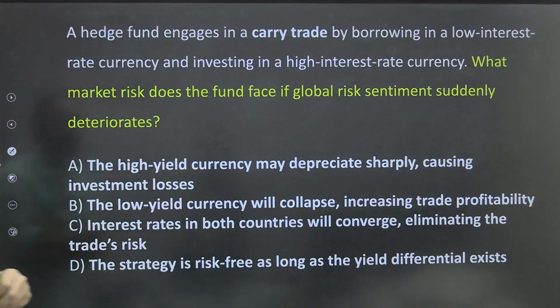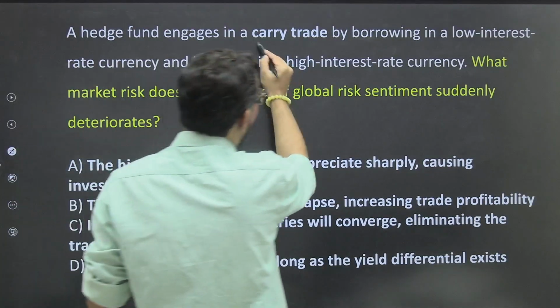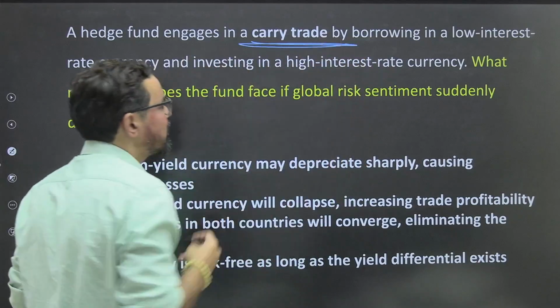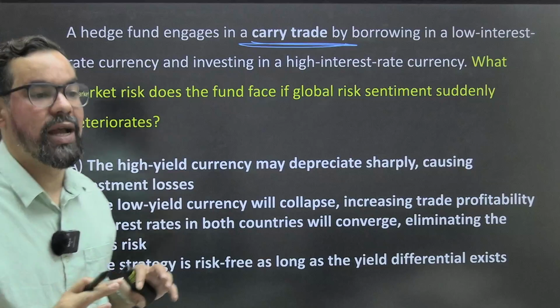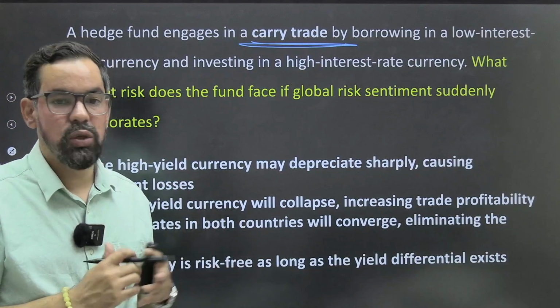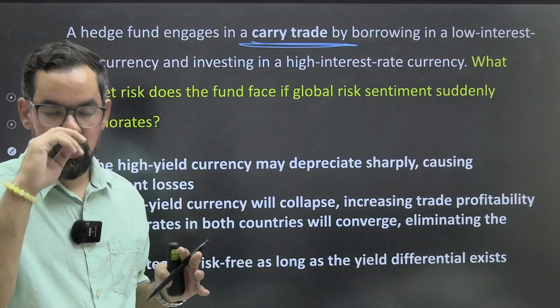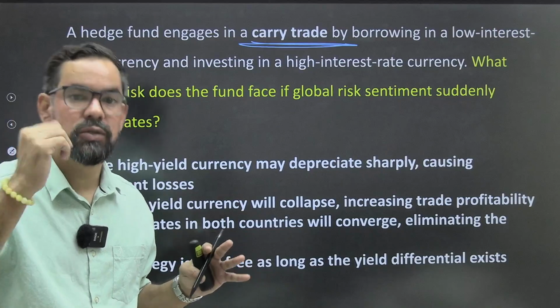Okay, next one. A hedge fund engages in carry trade. Carry trade is kind of where we are holding that particular trade for the next trading day. It is kind of a delivery trade. Like, one is we do day trades, intraday, and the other is delivery, where you want to hold it for tomorrow or the day after.